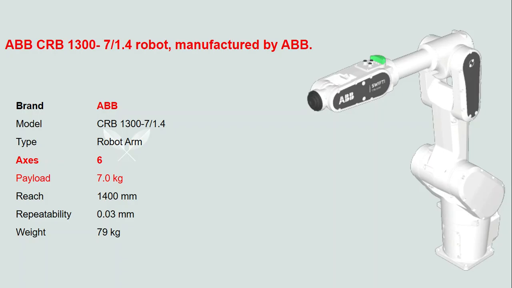The model of the robot is CRB 1300. This type of robot has 6 axes, and the payload is 7 kg, reachability is 1.4 meter, and repeatability is 0.03 millimeter. The weight of this robot is 79 kg.